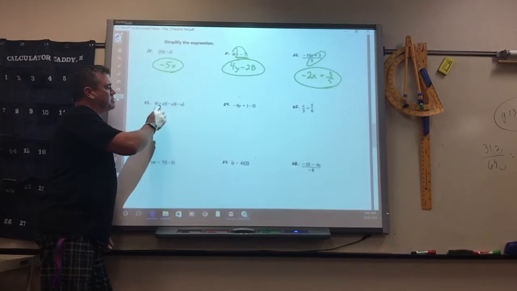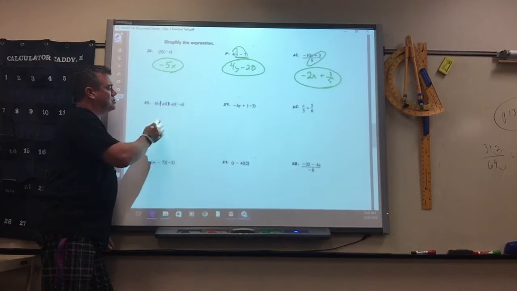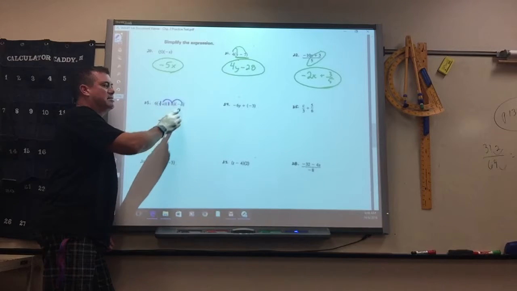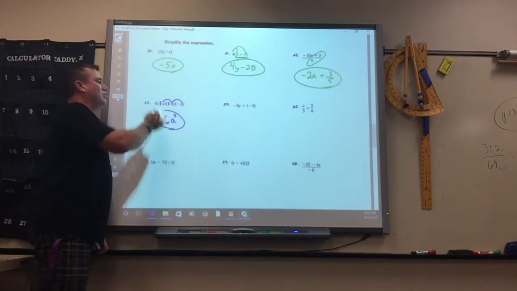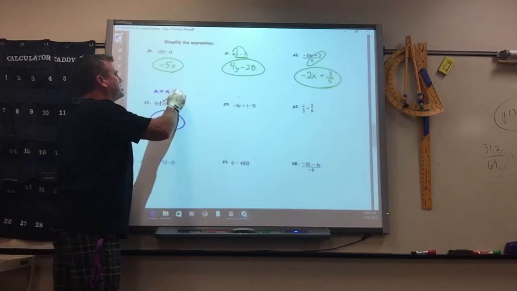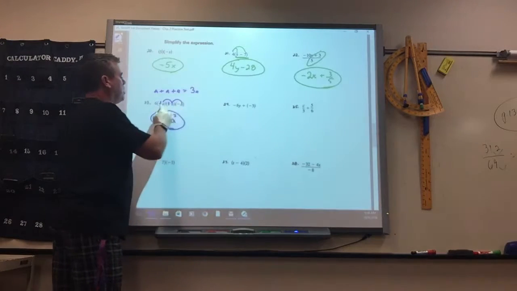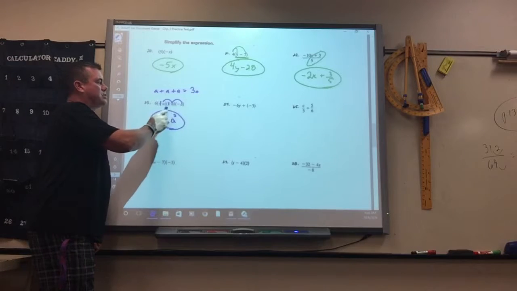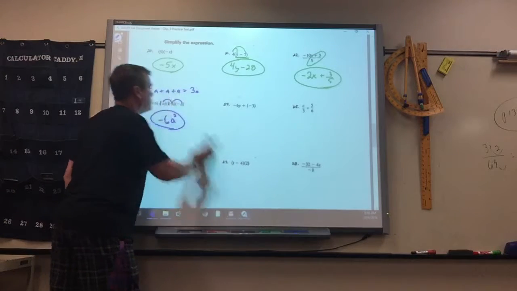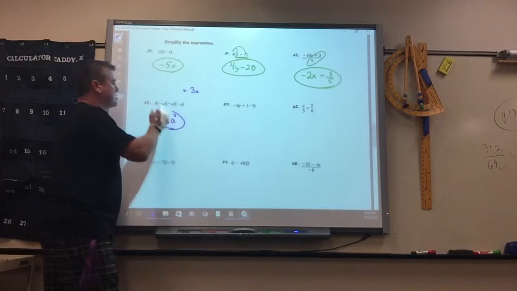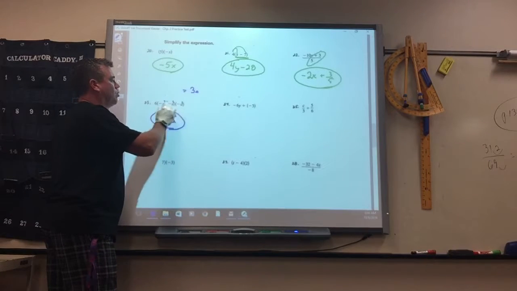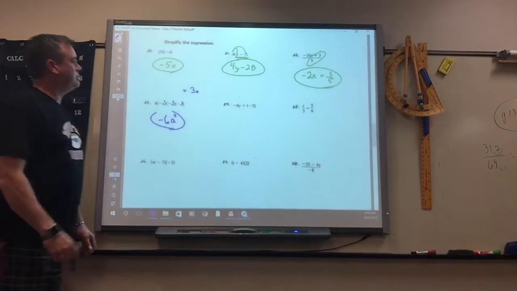Negative times negative times negative is negative, because 2 of them will cancel and there's 1 left. There's a 6. And what's a times a times a? A to the third, yep. Remember, a plus a is 3 a's, but when you multiply them, you add the exponents. So even though there isn't any exponent listed, if there's nothing there, that means it's a 1. 1 plus 1 plus 1 is 3.